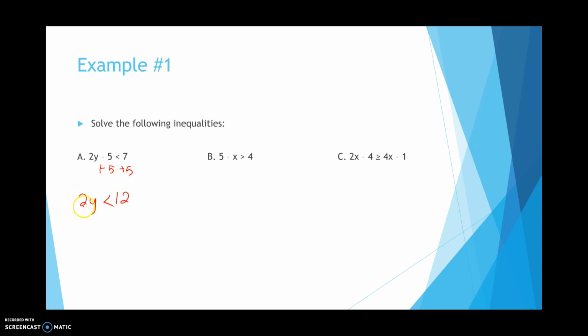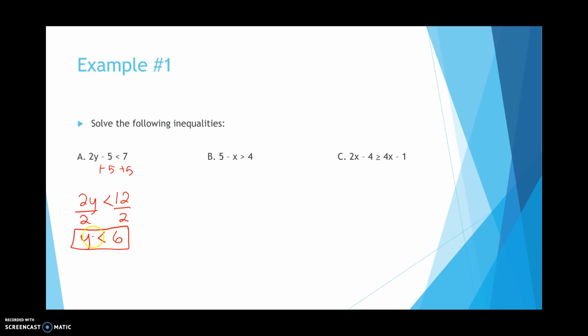So now I still need to get y by itself. So the opposite of 2 times y is we're going to divide both sides by 2. 12 divided by 2 gives me 6. I'm not dividing by any negatives here, so my inequality symbol is going to stay as y is less than 12 divided by 2 is 6. So that will be my answer.